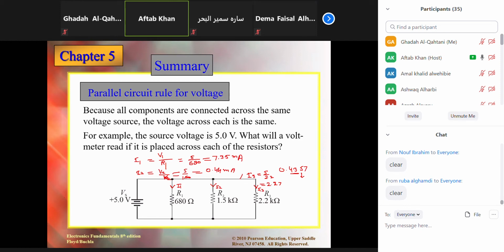Now where is I total? We know it is somewhere here, coming from this source. So this is IT. If I ask you how much is the total current, you can easily get it. IT is the sum of all: I1 plus I2 plus I3. So we apply Kirchhoff's current law. Add them: 3.75, 7.35, 0.44, then 2.